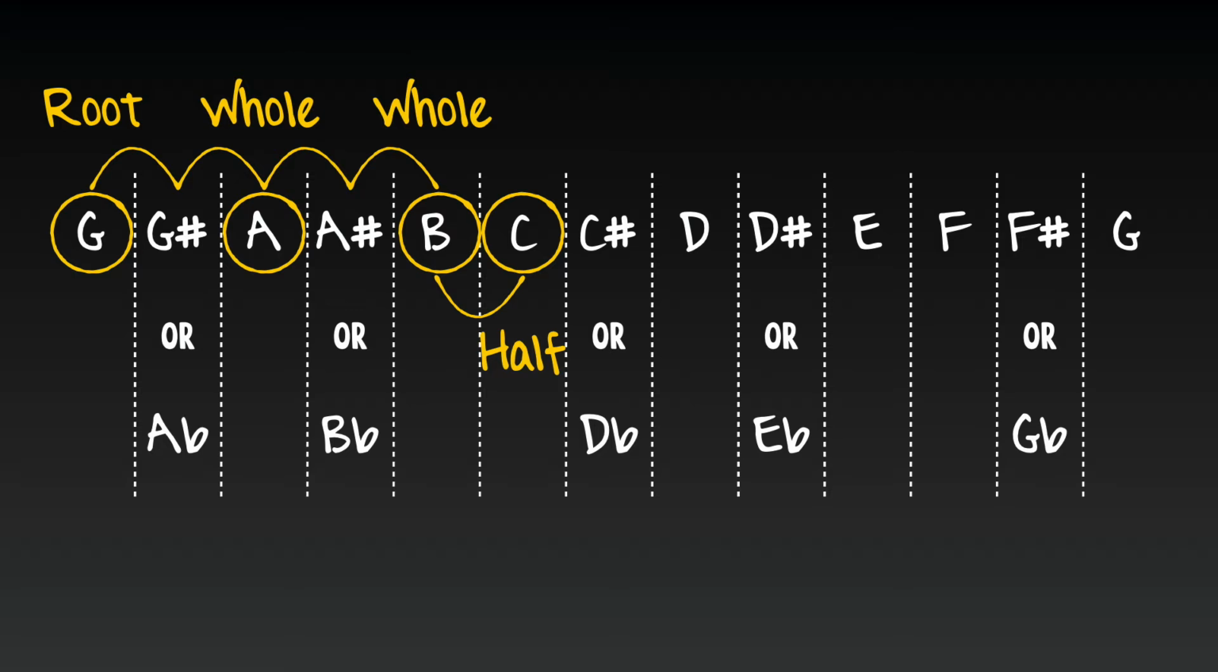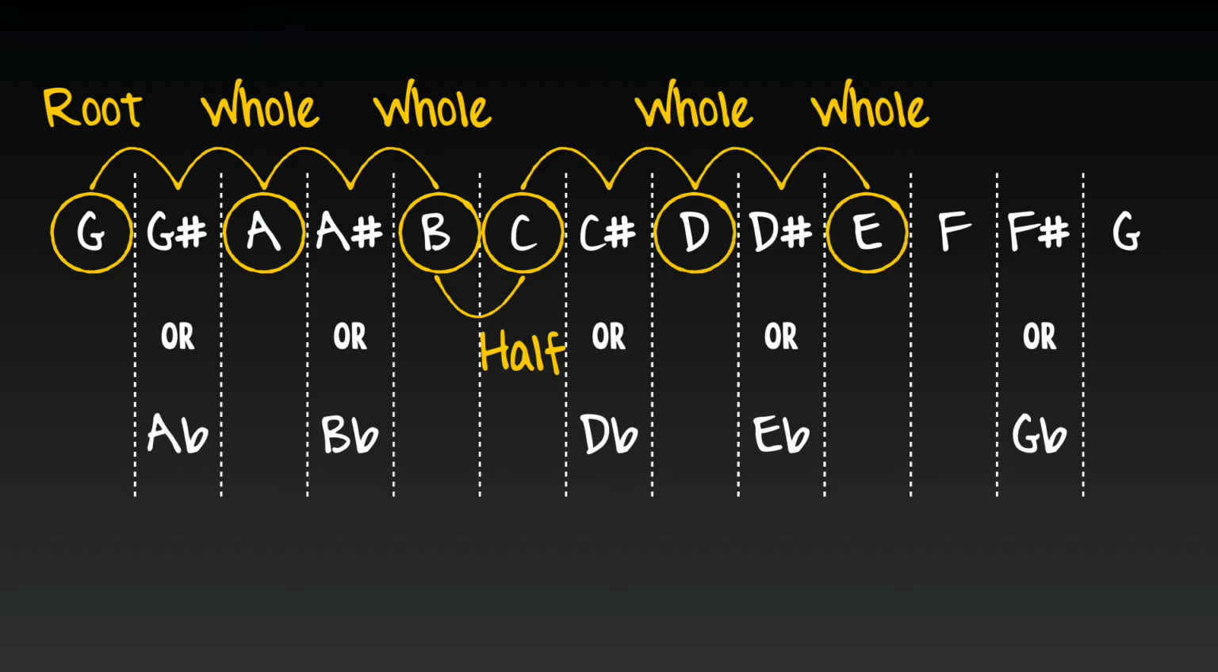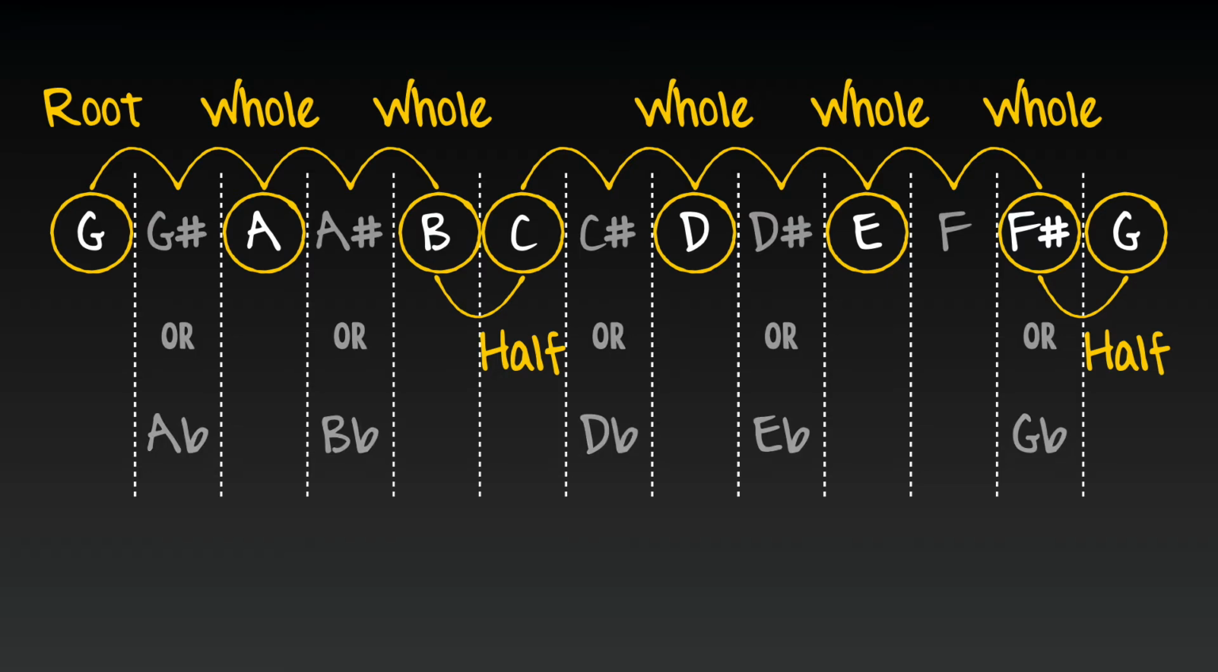Then a whole step from C, which is D. A whole step from D, which is E. A whole step from E, which is F sharp, and finally, one last half step from F sharp, which brings us back to G. Now, let's apply the numbers to each step of the formula.